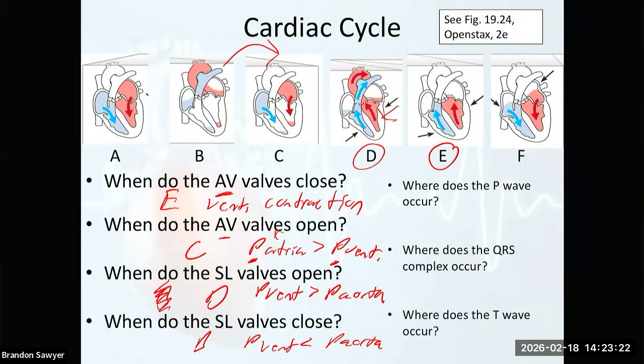Okay, so P waves should be occurring right around the same time the atria contract. So which letter would we put there? F, got it. QRS complex should be both D and E. And then the T wave would be the one that happens after contraction, which would be right around B.